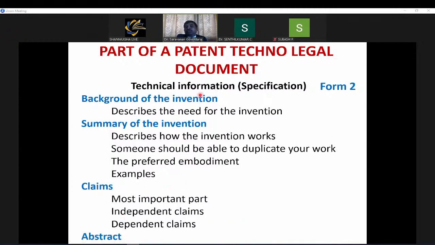And this is the most important thing. Technical information will be given in form number 2. So form number 1 is personal information. Technical information will be given in another form, number 2. So there only we should describe our invention.